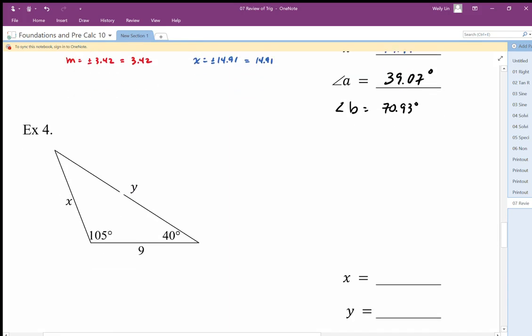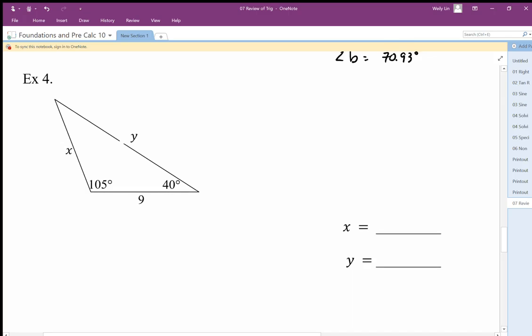Okay, so let's take a look at this one here. Here we have two angles and a side, so we're going to have to figure this out. Now there's a few ways we can make our right triangle. We can make a right triangle like this on the outside, so there are times where we could use that.